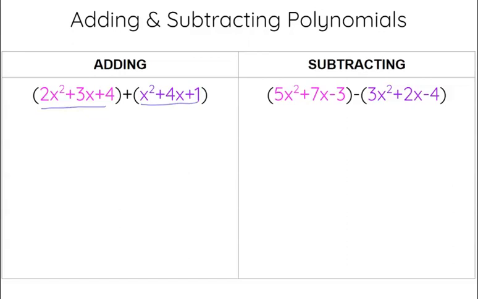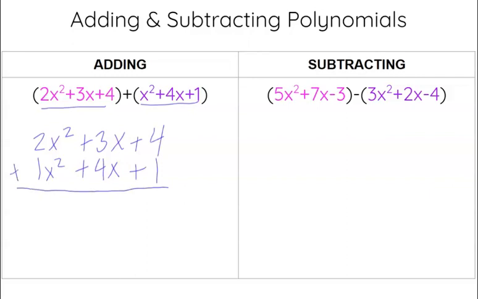The second step is to rewrite these to line them up with my like terms. So I've got 2x squared plus 3x plus 4. Then I'm going to write the other one underneath it, matching up my like terms. So I have x squared, which is really just 1x squared, so I can write 1x squared underneath the other x squared term, plus 4x underneath the other x, and then plus 1. This one lines up all nice and neat, and then we just add up our like terms.